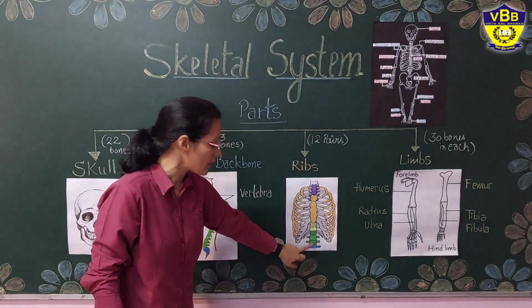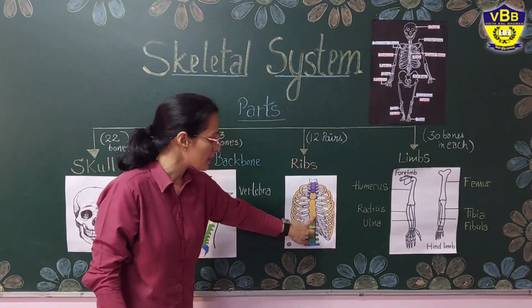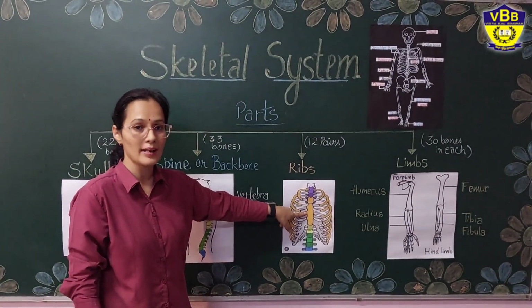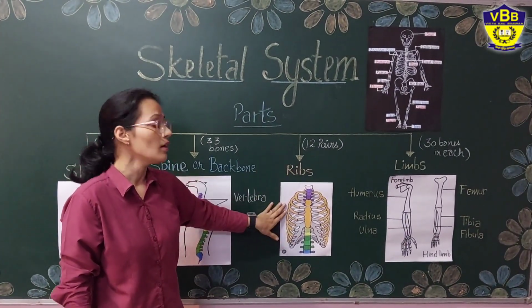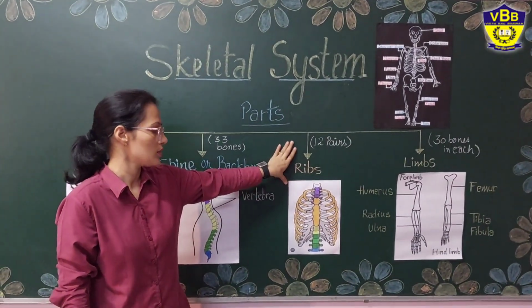But these ribs are attached to our backbone. You can see our backbone here. So it is attached to the backbone, but it is not attached to our center bone, that is the sternum. So these are the ribs. It is of total how many bones? Very good, 12 pairs. Yes.